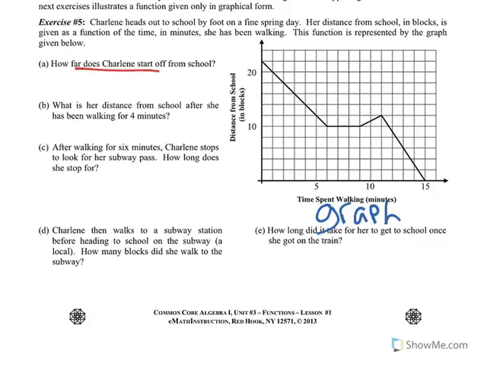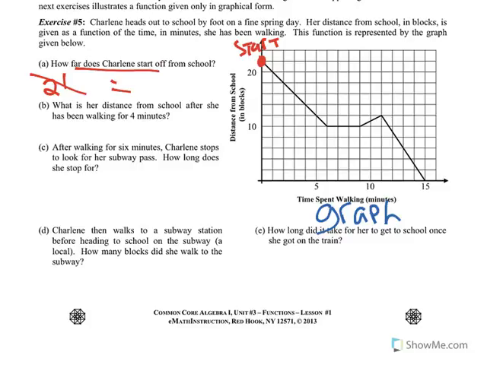How far off does she start away from school? Well, she starts off right here. That's our start. We always read left to right. So it looks like she starts, I might say 21, but I want you to answer the question here and fix my mistake. If it's not 21, what is it really supposed to equal there?